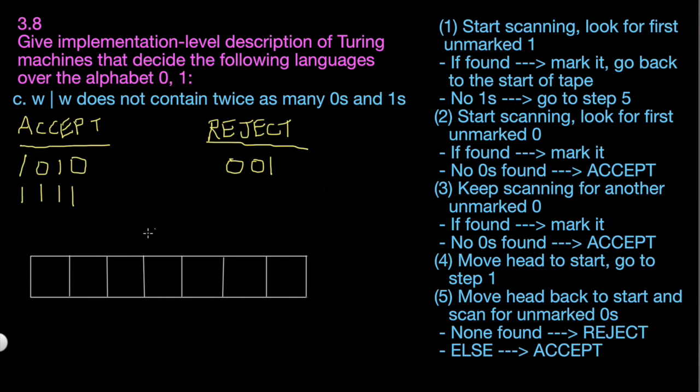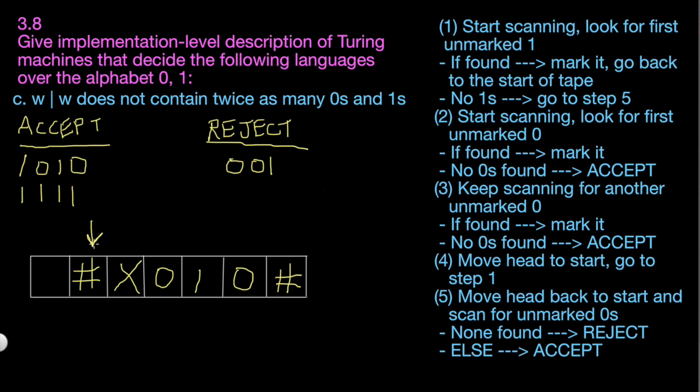All right, so I'm just going to choose one of these strings. I'll go with 1010, and we're going to see if it will be accepted by the Turing machine based on the algorithm I wrote over here. So here's our tape, 1010. Start here. Right. So the first step asks us to start scanning, and we're looking for the first unmarked one, which is right here. So if found, we mark it, and then we go back to the start of the tape. So we mark this, that one is found, so we go back to start.